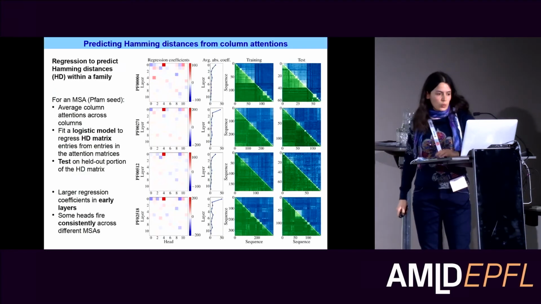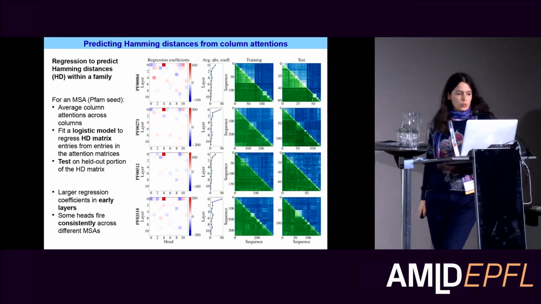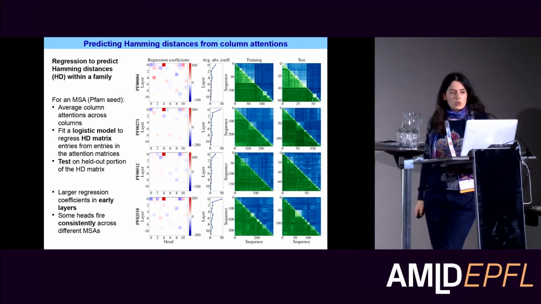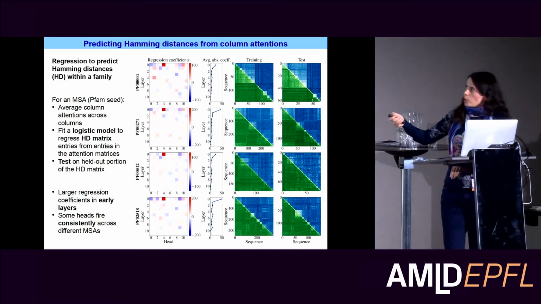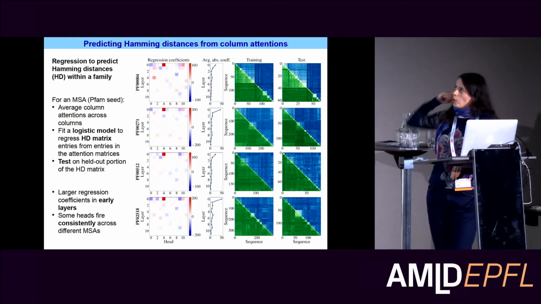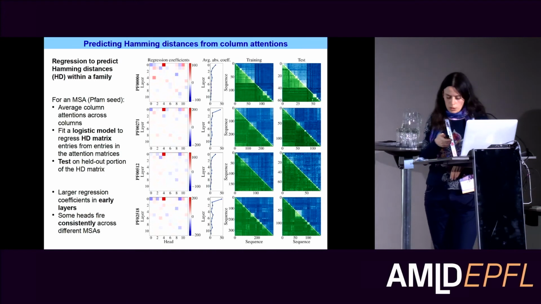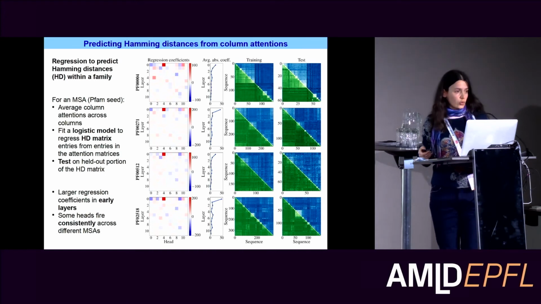So we asked whether we can train a regression to predict Hamming distances from these column attentions. We first asked whether we can do this within a given family. For this, we average the column attentions across columns, and we fit a logistic model to regress the Hamming distance matrix entries from the entries in the attention matrices. We then test on a held-out portion of the Hamming distance matrix of this alignment.